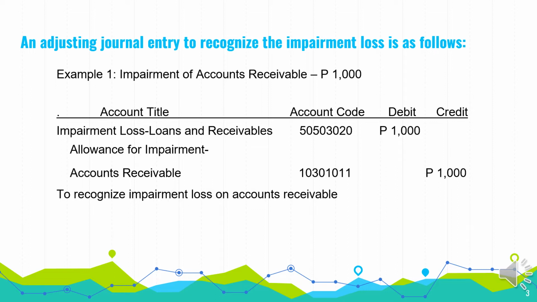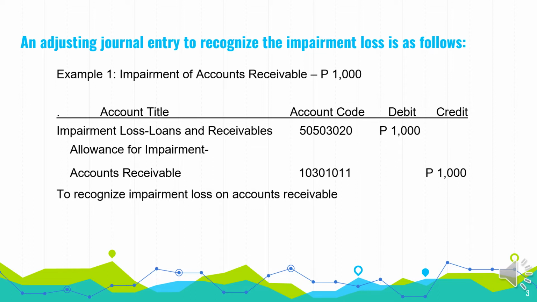We have here an example of an adjusting entry to recognize the impairment loss. Given is the impairment of accounts receivable amounting to 1,000. An impairment loss is recognized and accrued through a journal entry to record and reevaluate the asset's value. It is recognized through a journal entry that debits loss and impairment and also debits the asset's accumulated depreciation if there is, and credits allowance for impairment to reflect its new lower value.